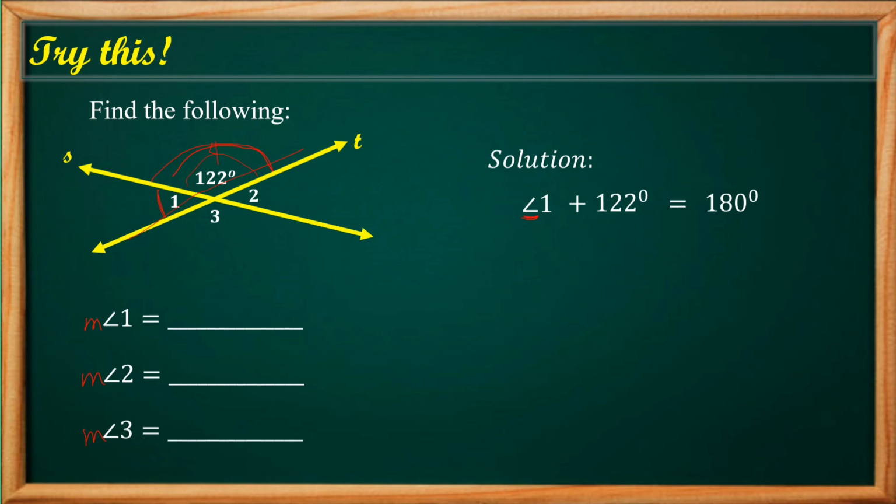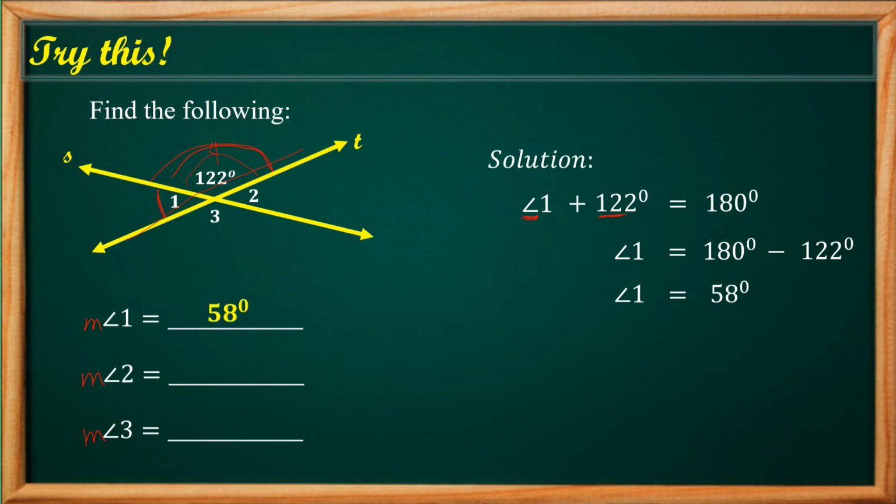Paano ba? Using the addition property of equality, we need to subtract both sides by 122. Ito, isubtract natin 122 degrees. Dito naman, 122 degrees. It becomes angle 1 is equal to 180 minus 122. And angle 1 now is equal to 58 degrees. Therefore, the measure of angle 1 is 58 degrees.